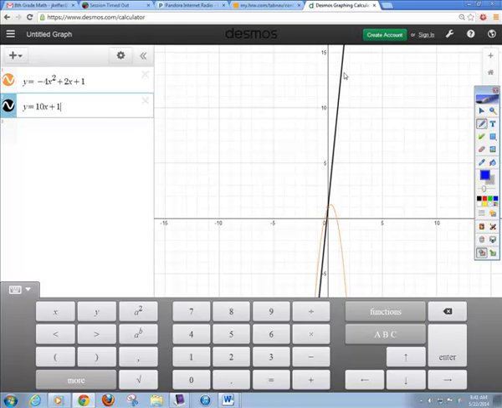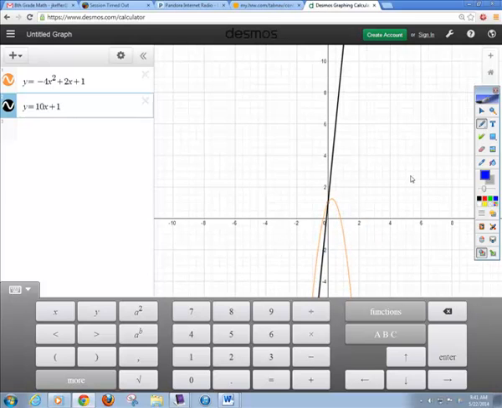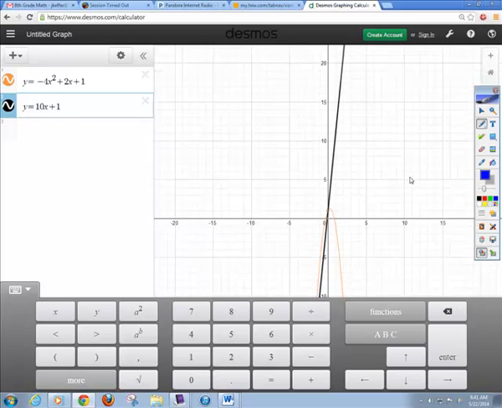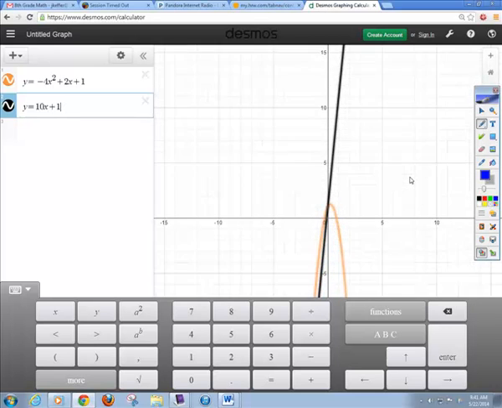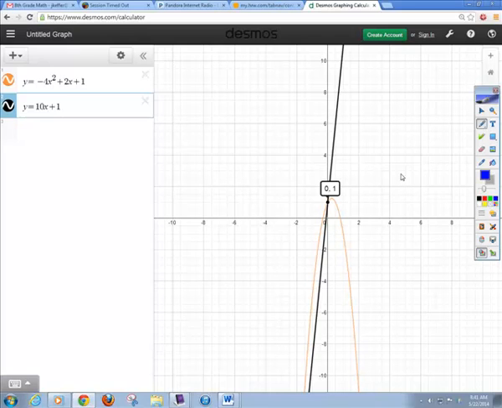And we can see by the picture it's only going to intersect, I think, in one spot. If we look at this and you keep going out, it's only intersecting right here at 0, 1. So our solution is 0, 1.